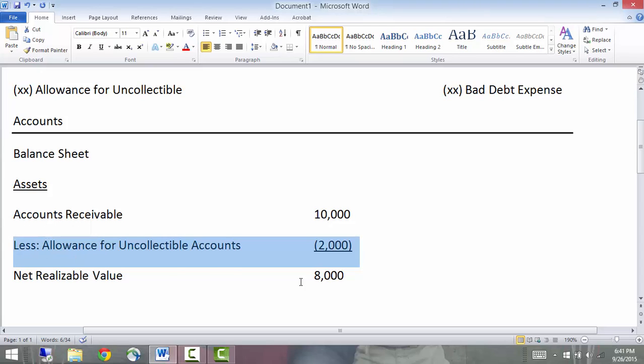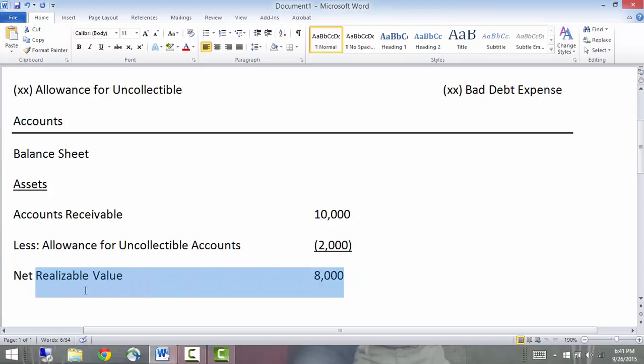The difference between the numbers is called our net realizable value, and that is what the company actually expects to collect. And that will appear on the balance sheet, what we actually expect to collect. We're legally owed 10,000, but we know that some customers won't pay us. So this is our best guess for what we actually receive. Okay, and I just made these numbers up to plug in real numbers. But we're going to talk about how to get our numbers in just a little bit.